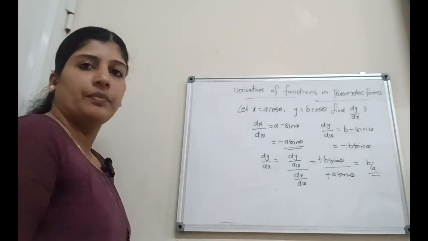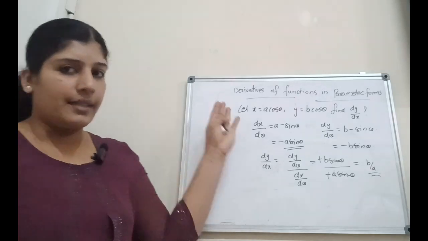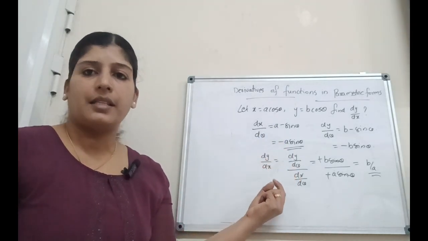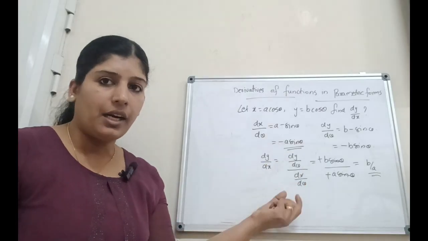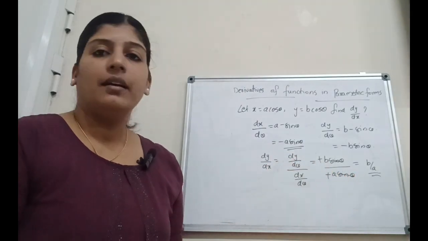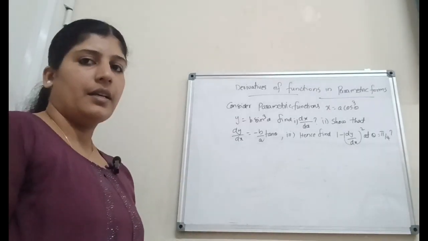That is, here the parameter is theta. Therefore, we have to find out dx by d theta, dy by d theta. Then after that, we have to define dy by dx equal to dy by d theta divided by dx by d theta. Then substituting the values here, therefore dy by dx equal to what? B by a. Next question.